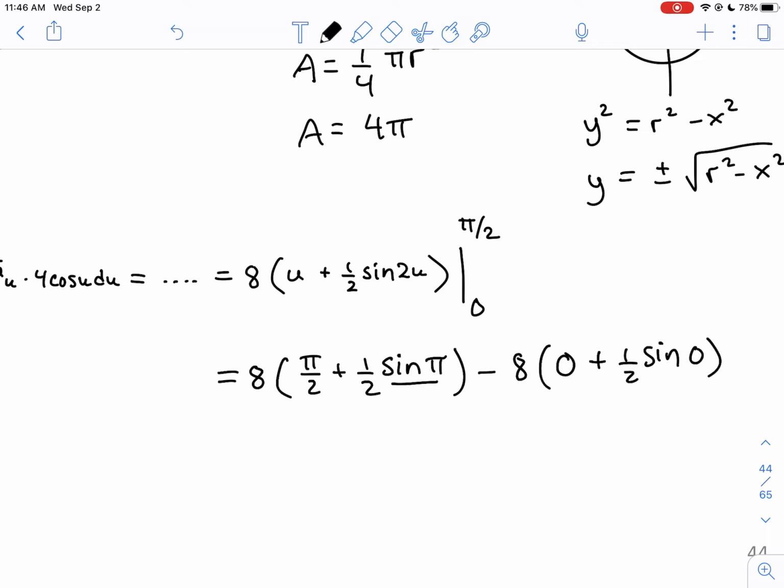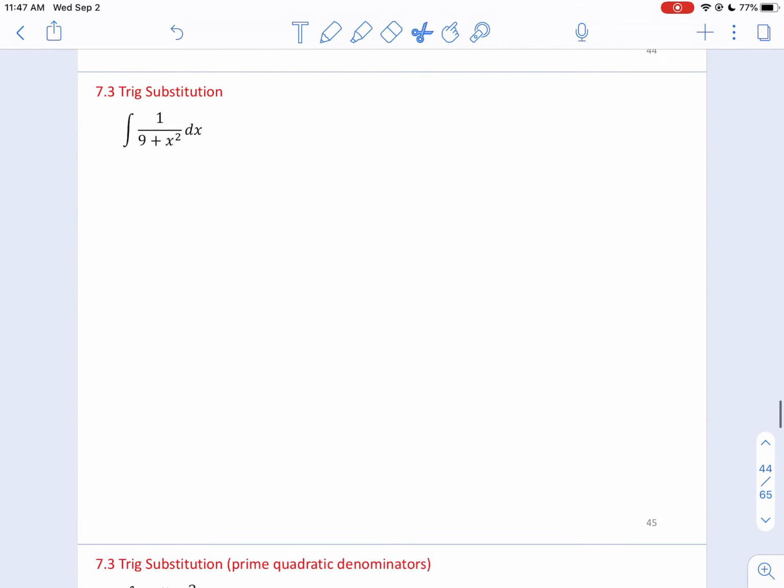The sine of pi is 0, and sine of 0 is 0, so those all zero out. This whole area over here zeroes out entirely, giving us just 8 times pi halves, and that gives us the 4 pi as well. Okay, let's do another example.